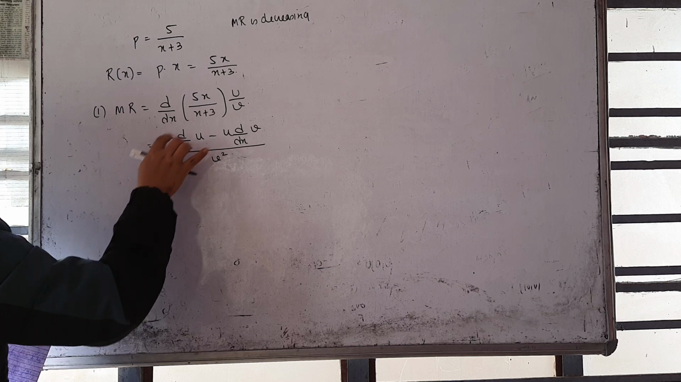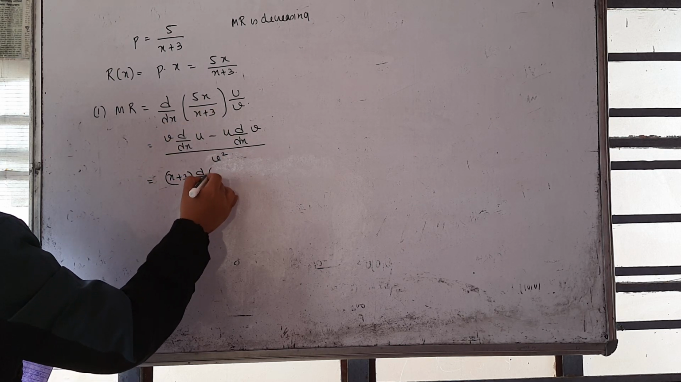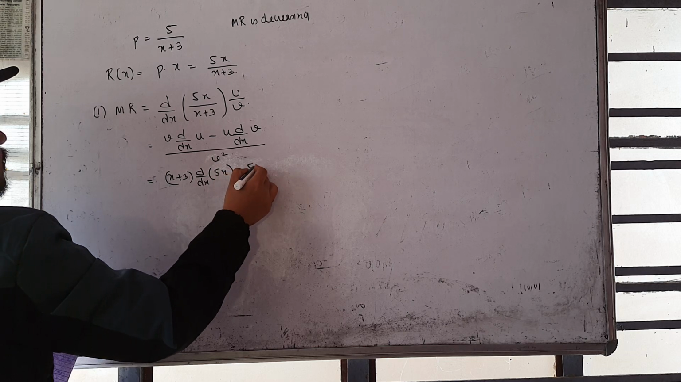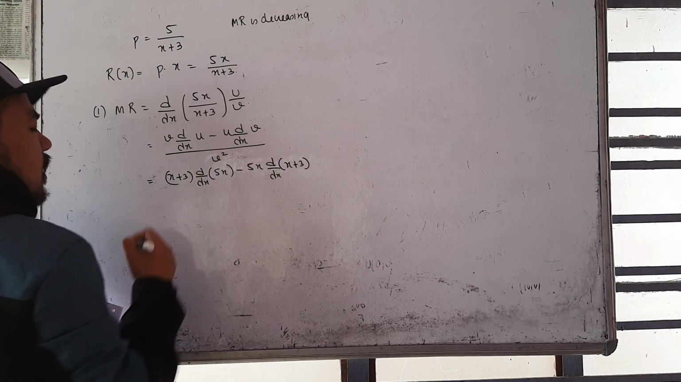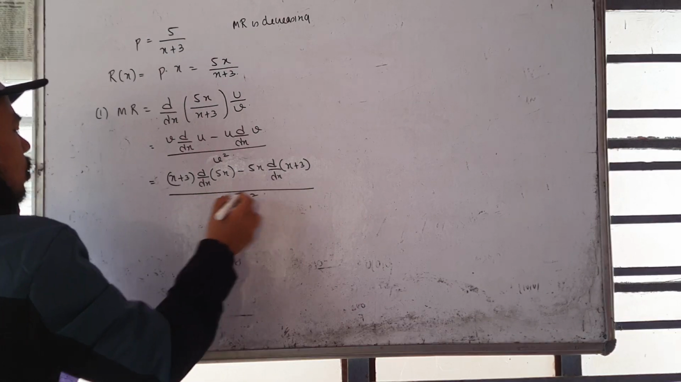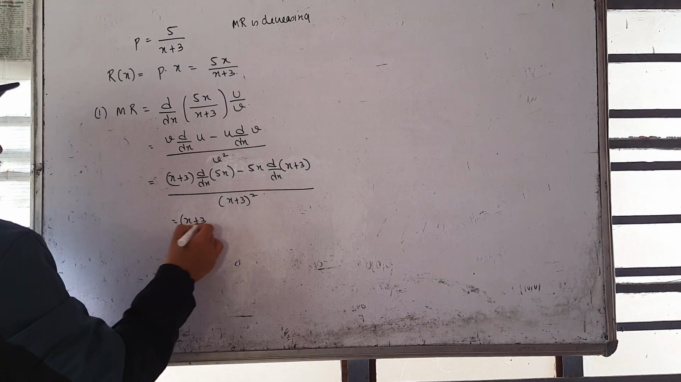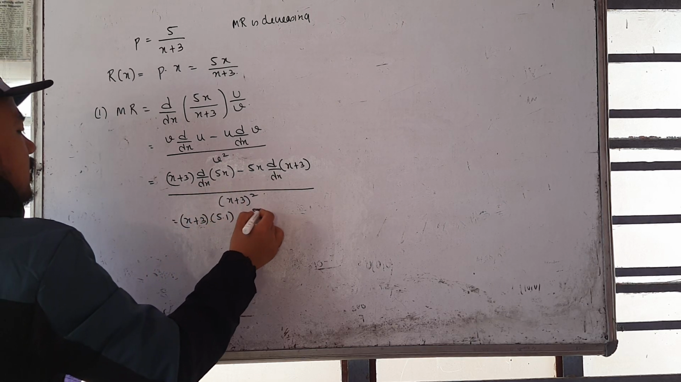So put the values, guys. What is v? x plus 3, d by dx of 5x, minus 5x d by dx of x plus 3. Yes or no? Divide the whole thing by x plus 3 whole square. Okay, simplify. x plus 3, 5 is a constant, derivative of x is 1, minus 5x as it is.